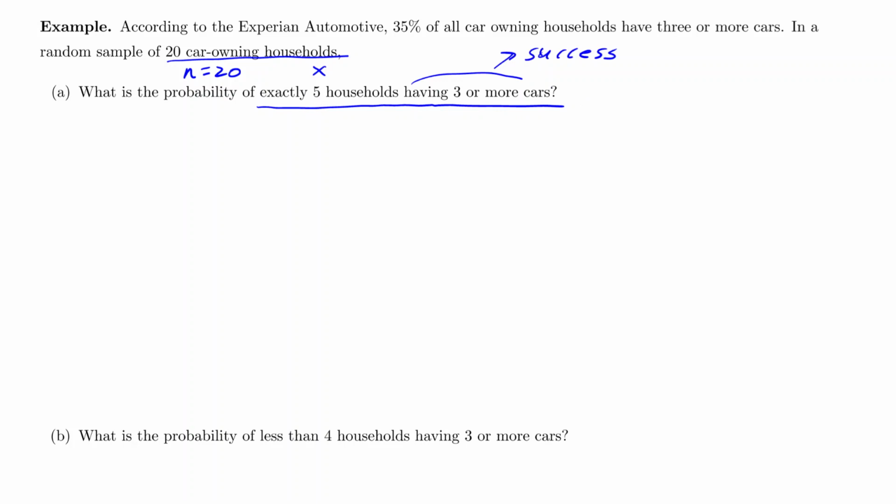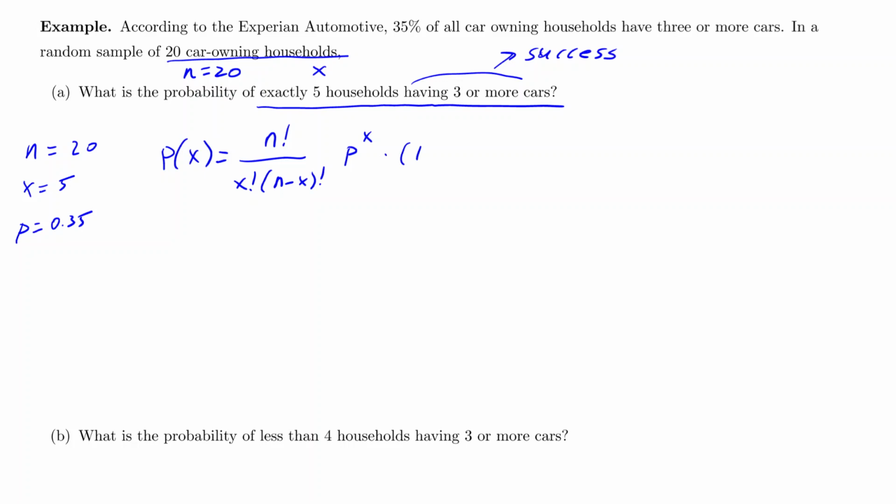So we are applying, well, let's write all the values. n is 20, x is 5 for part A, and probability is 0.35. So let me copy the formula here: n factorial over x factorial times (n minus x) factorial, times p to the x, times (1 minus p) to the n minus x.